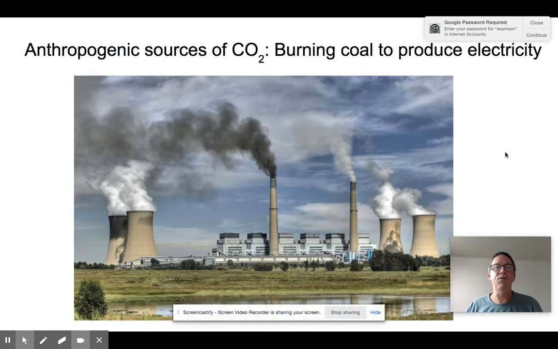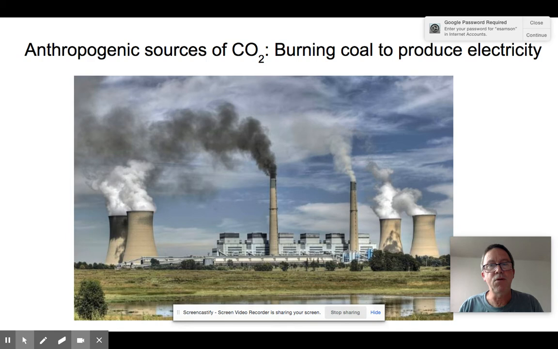Now let's talk about anthropogenic sources of carbon dioxide. Now it's going to get kind of depressing. Okay, so CO2 is a consequence of burning fossil fuels, period. But where does most of the CO2 come from? Well, mostly it comes from burning coal in order to make electricity. That is a very major source, also from driving cars, but burning coal is a big source of it.